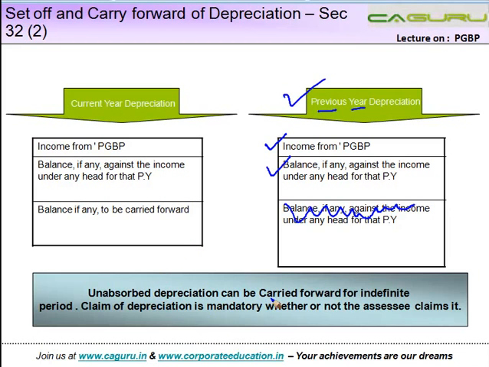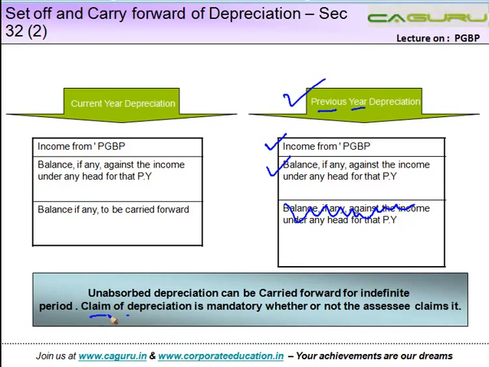Unabsorbed depreciation can be carried forward for an indefinite period, which means that this 10,000, if you were unable to set it off, would have been allowed to be carried forward to you for n number of years. There is no restriction that you have to claim it for a particular period of time only. You can claim it for as many years as possible.